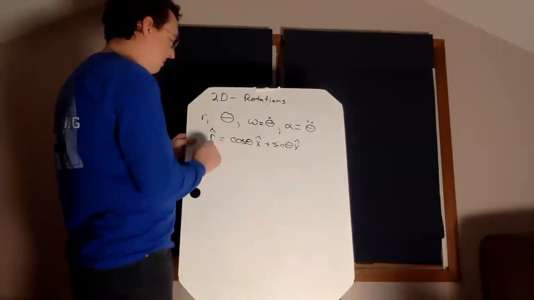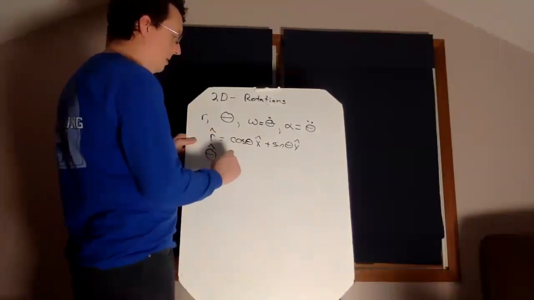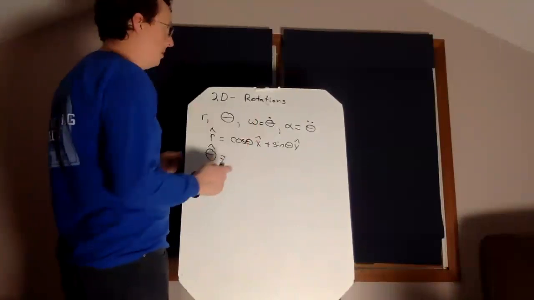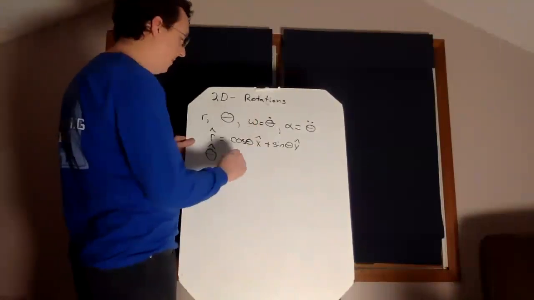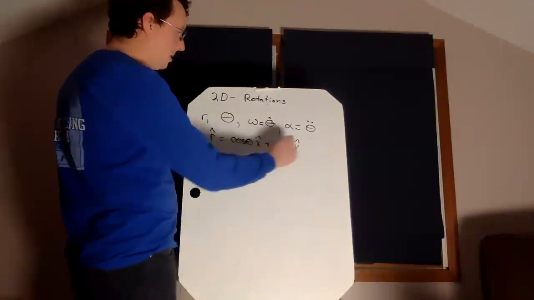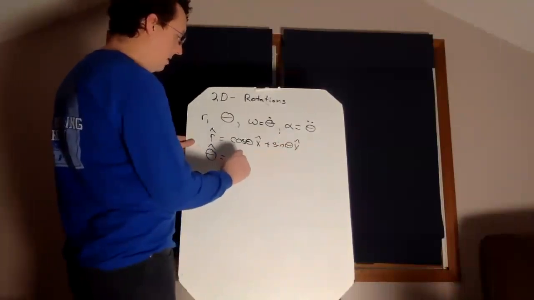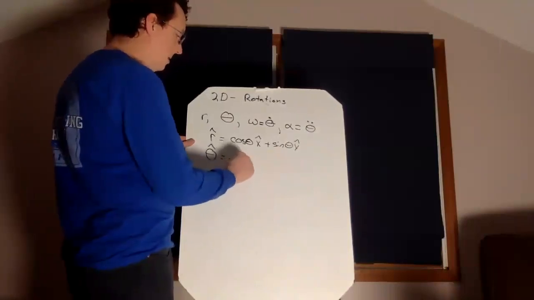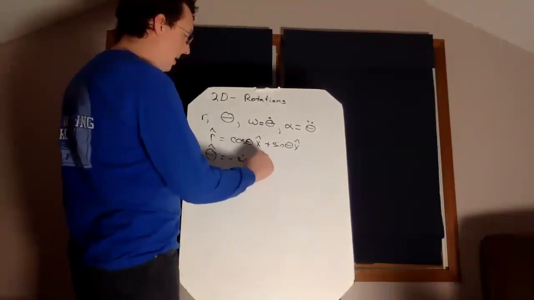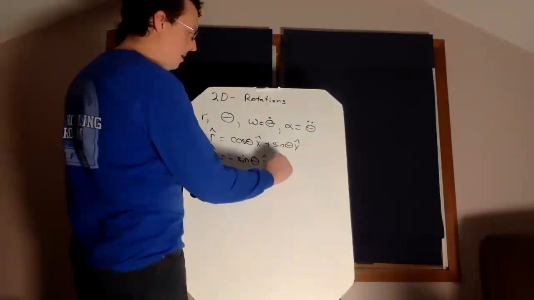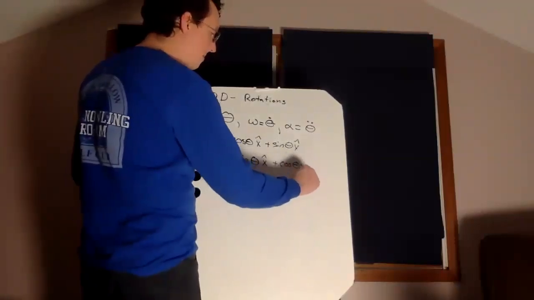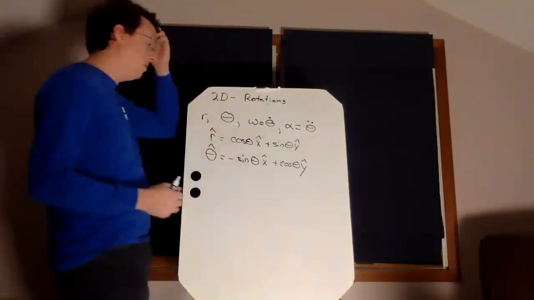In addition to this one, we had theta hat, which points in the direction of increasing theta, increasing angle. So it'd be tangent to a circle. And we worked out a formula for it, and it was minus sine of theta x hat plus cosine of theta y hat. Okay, and you can check those are unit vectors.